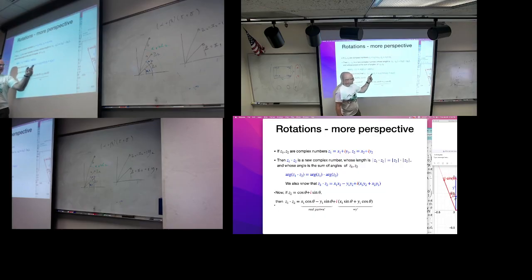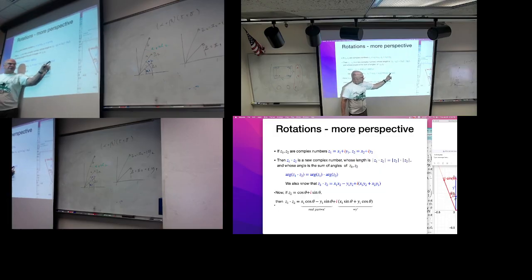The piece that doesn't contain I. What about the piece that does contain I? It will be I times x1, y2, and x2, y1. The real of one times the imaginary of the other.